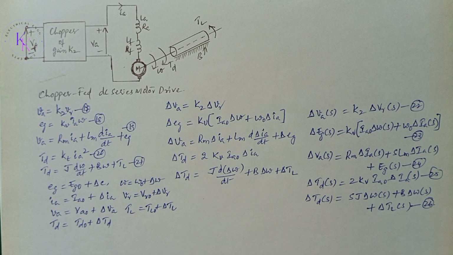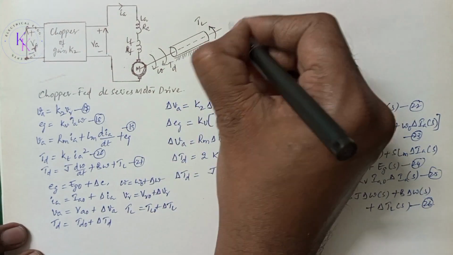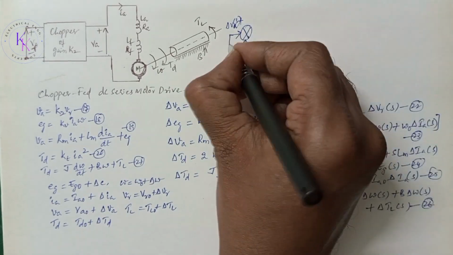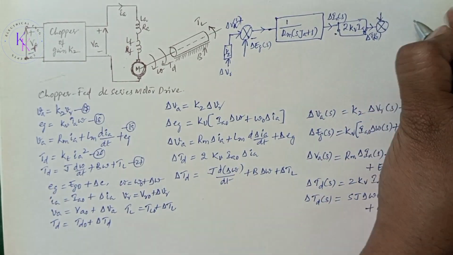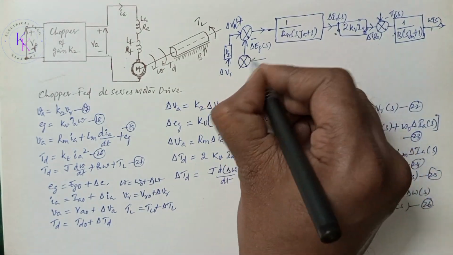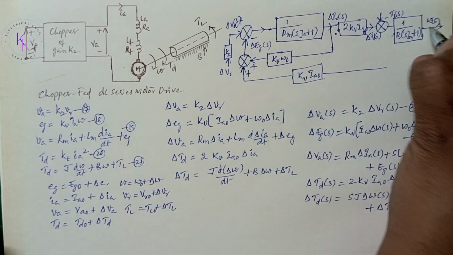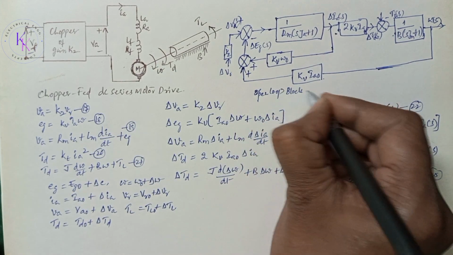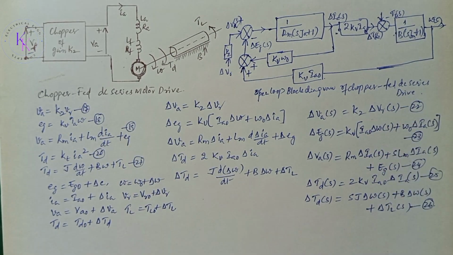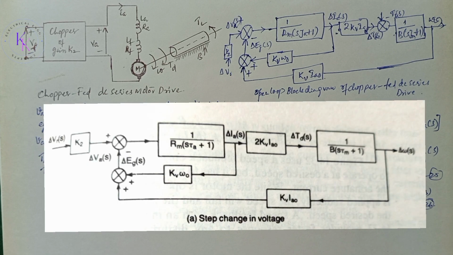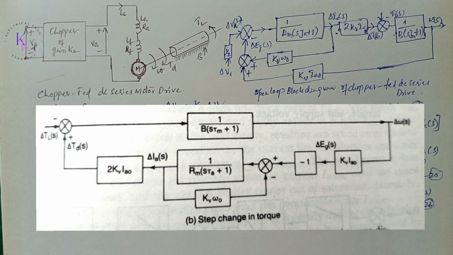Let us draw the block diagram as we drew in the case of a separately excited DC motor. This is the open loop block diagram of the chopper fed DC series drive. From this block diagram, it is evident that any change in either reference voltage or load torque will result in a change of speed. Here we can see the block diagram when the reference voltage is changed by keeping the load torque equal to 0. And this one is the block diagram for the change in the load torque when the reference voltage is 0.